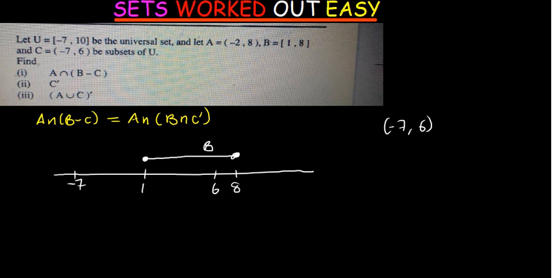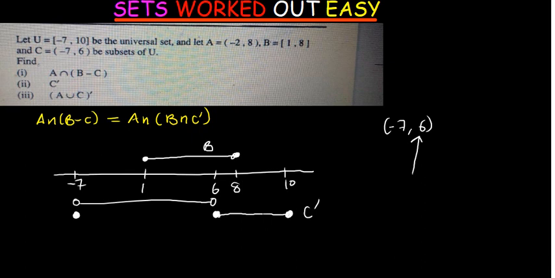This is C. So if we want to look at C complement, we are going to start from 6 itself. Since C is from this region up to here, then C complement, 6 is not in C, so it is going to be outside C. We are going to shade there. And then negative 7 is not in C, so it will be outside C. I'm also going to shade at this point. So I'll be going in this region to where the universal set is going to end. The universal set going this side ends up to 10, and we are also including 10, because it is part of the universal set.